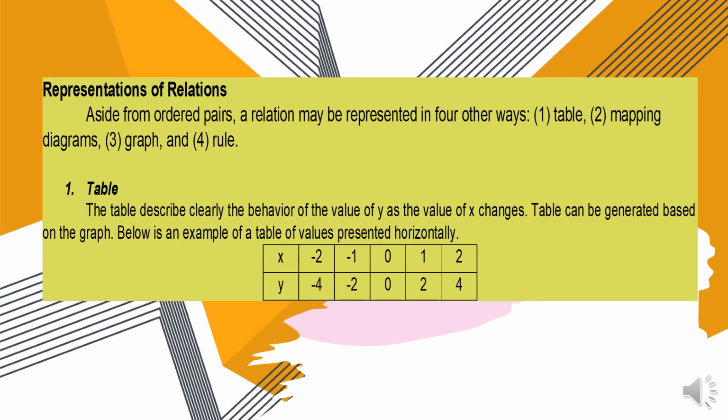Let's discuss first the table. It describes clearly the behavior of the value of y as the value of x changes. A table can be generated based on the graph. Below is an example of a table of values represented horizontally. We have x and y. For the value of x, we have -2, -1, 0, 1, and 2. And for our y value, we have -4, -2, 0, 2, and 4.